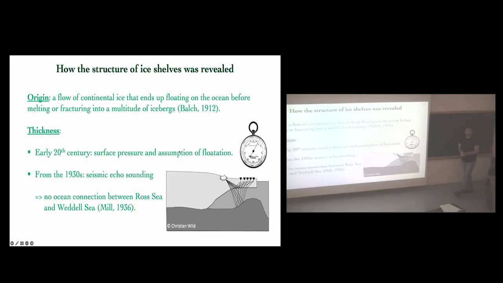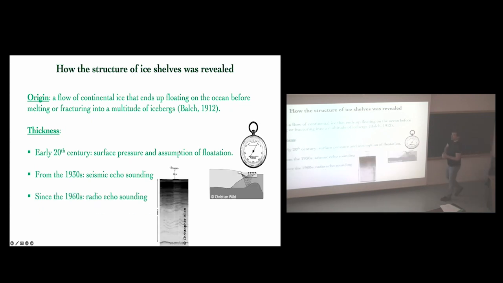A real revolution for what we know about ice shelves was seismic echo sounding. Basically, you go with more than 10 kilos of dynamite on the ice shelf. You just make a big explosion, and then you measure the reflection of the waves. And from that, you get a very good idea about the thickness of the ice shelf. And before the 30s, it was not clear whether there was a connection or not between the Weddell Sea and the Ross Sea under the ice. And in the mid-30s, it became clear, thanks to this technique, that the Ross ice shelf and the Filchner-Ronne ice shelf were actually disconnected.